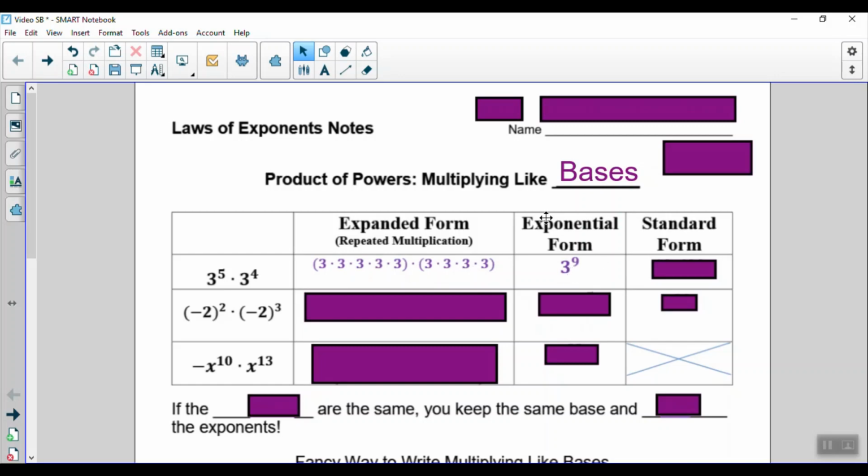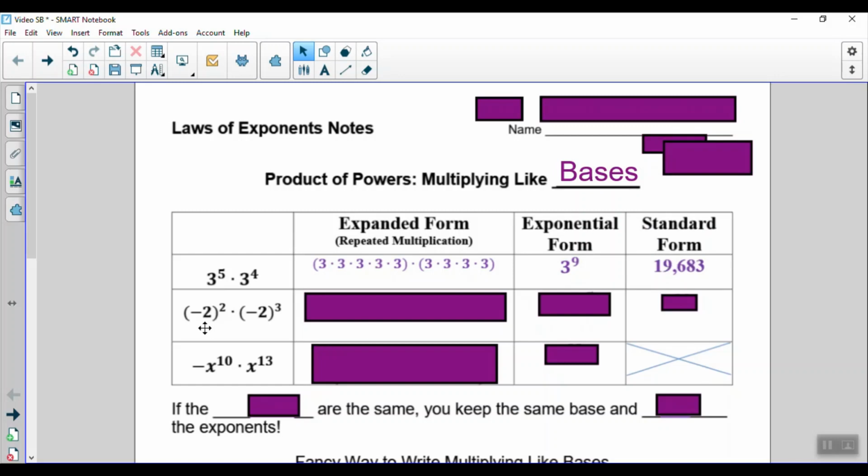So 3 to the 9th is exponential form, it has an exponent. And then standard form is actually just solving it. It's 19,683. When we multiply 3 to the 9th, you can always use your calculator and use that button, Y to the X, right above the division symbol, to do 3, then hit that button, 9, and then you get your standard form.